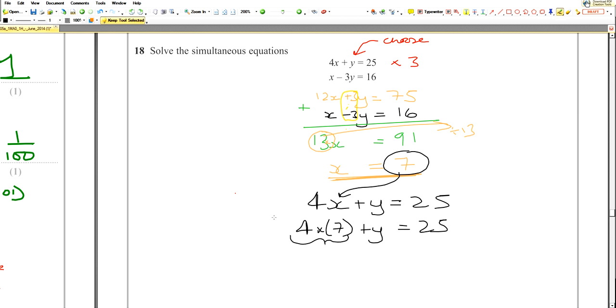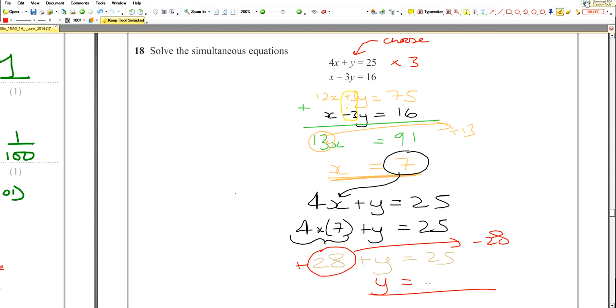4 times by 7 is equal to 28. Add the y value is equal to 25. We need to work out the value of y. Opposite of adding 28 is minus 28. So then y gives us an answer of minus 3. So the x value is equal to 7, and the y value is equal to minus 3. Job done. Nice straightforward question.